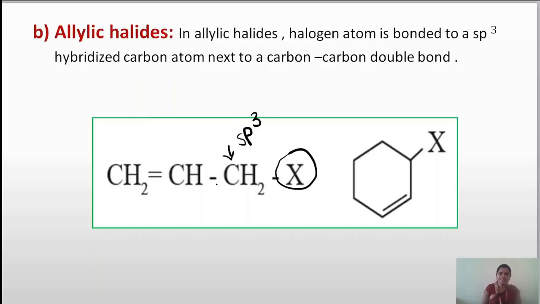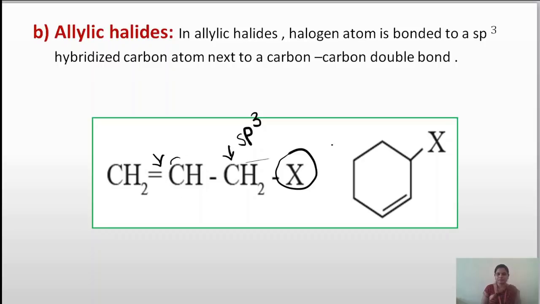This carbon is an sp3 hybridized carbon because there is a carbon-carbon single bond here, and this sp3 hybridized carbon is bonded to a doubly bonded carbon. This carbon is doubly bonded. So this is the example of the allylic halide. In an allylic halide, the halogen atom must be bonded to the sp3 hybridized carbon which is bonded to a doubly bonded carbon.